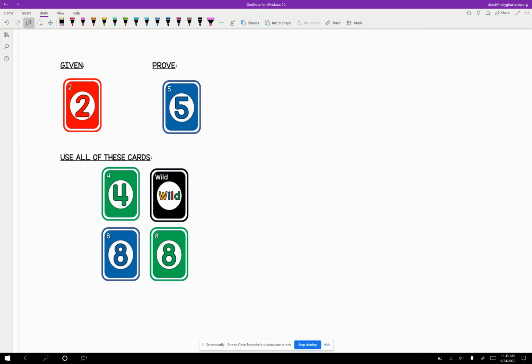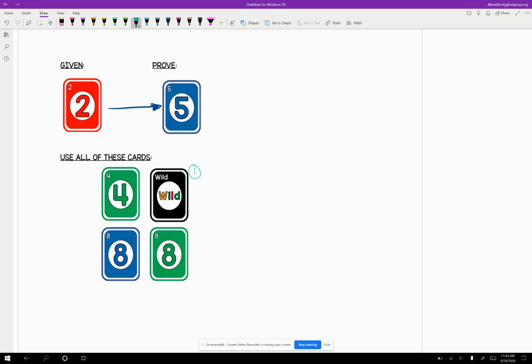Opposite of what we just did, I want you to use all of the cards given in your hand here to get from the red 2 to the blue 5. Because none of my number or color cards match, my first play is the wild card. And the wild card allows me to change the color of what I'm playing. And remember, I have to use all of my cards.